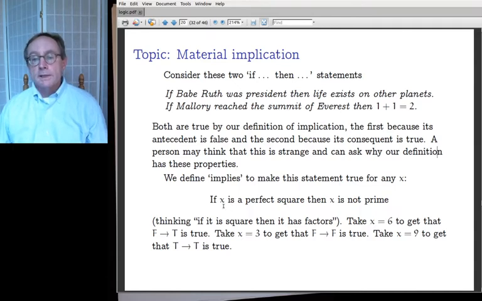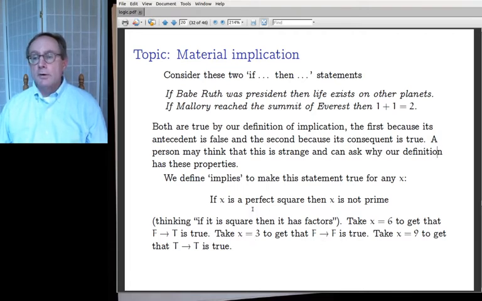Okay, so we'll try some various x's and we'll see what happens. If you have, for example, an f arrows statement, if you take x to be 6, you get f arrows t. 6 perfect square? No. 6 not prime? Yes. So f arrows t. Well, we want f arrows t to come out to be t then, since we want this statement to be true for all cases. All right, so we'll try x to be 3 to get f arrows f.